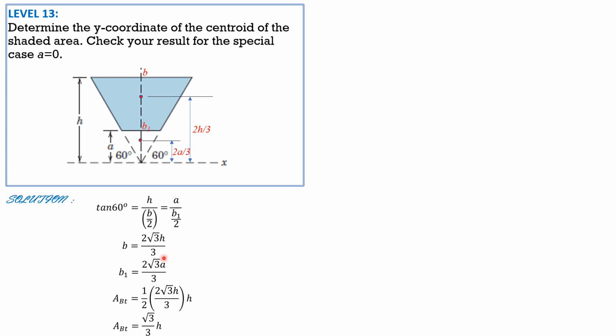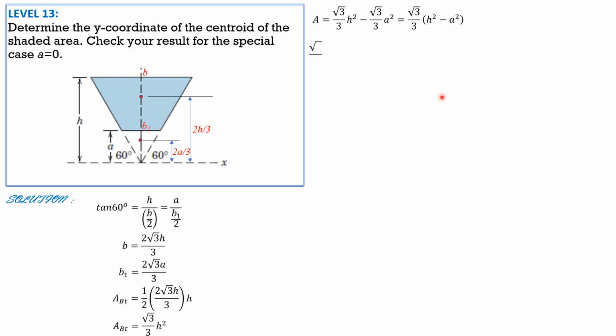Same pattern as the area of the small triangle. I'm not showing it here, but it is also square root of 3 over 3 A square for the small triangle. Therefore, the net area, which is area of big triangle minus area of small triangle, is square root of 3 over 3 H square minus square root of 3 over 3 A square. Factor out square root of 3 over 3, so we have H square minus A square. That's the net area or the area of the shaded part.